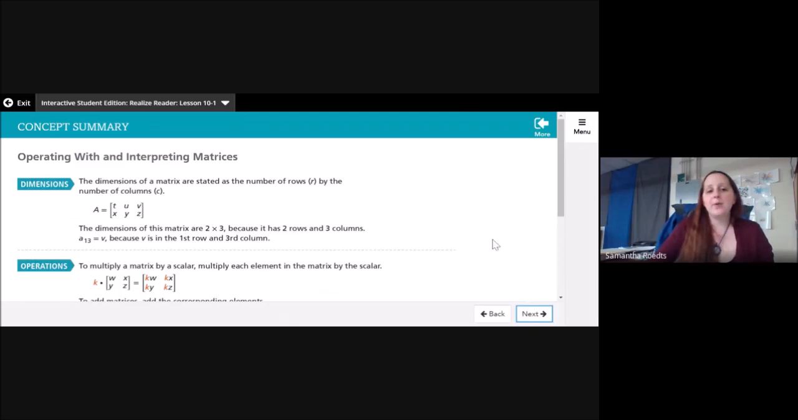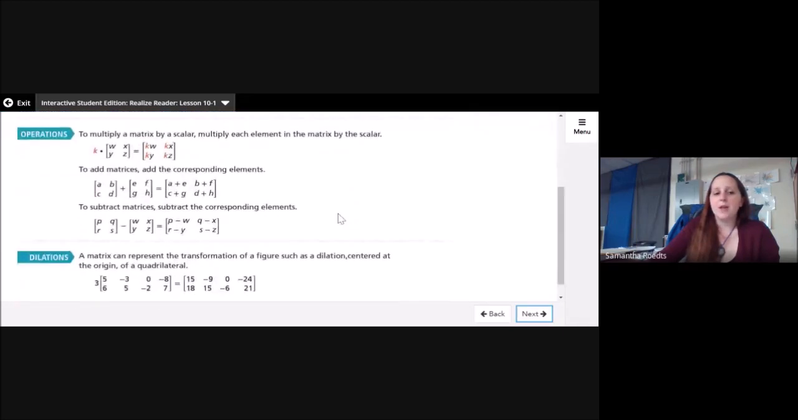Concept summary, operating with and interpreting matrices. Dimensions. The dimensions of a matrix are stated as the number of rows R by the number of columns C. So matrix A equals T, U, V, X, Y, Z. The dimensions of this matrix are 2 by 3 because it has 2 rows and 3 columns. A sub 1, 3 equals V. So I want my first row, third column, because V is in the first row and third column.